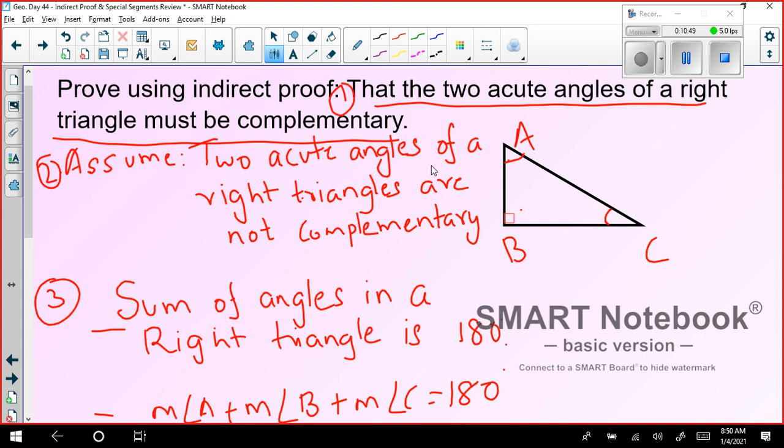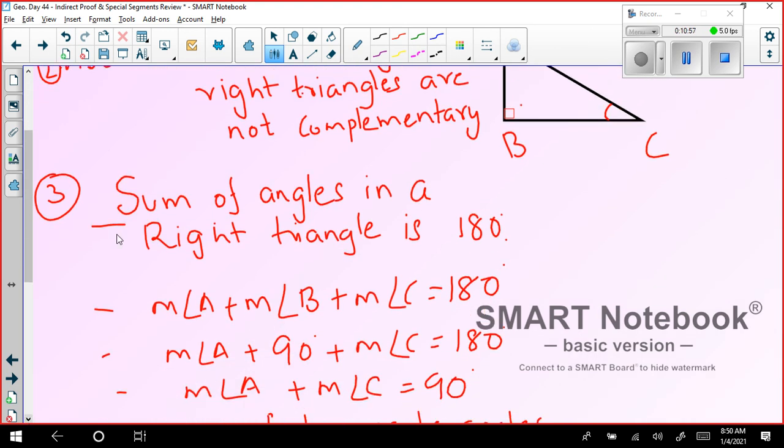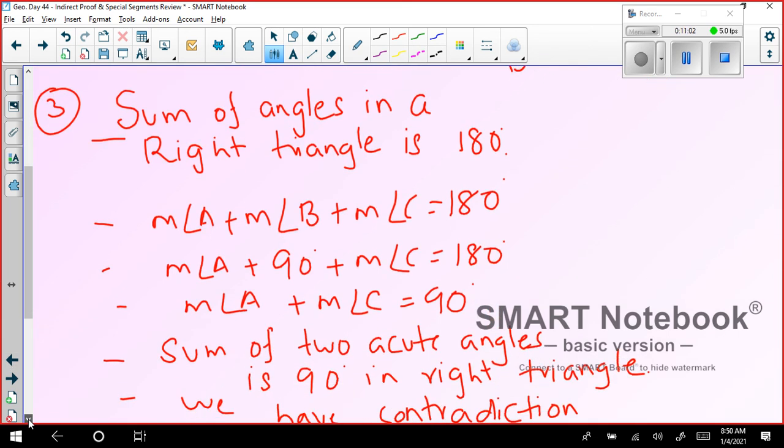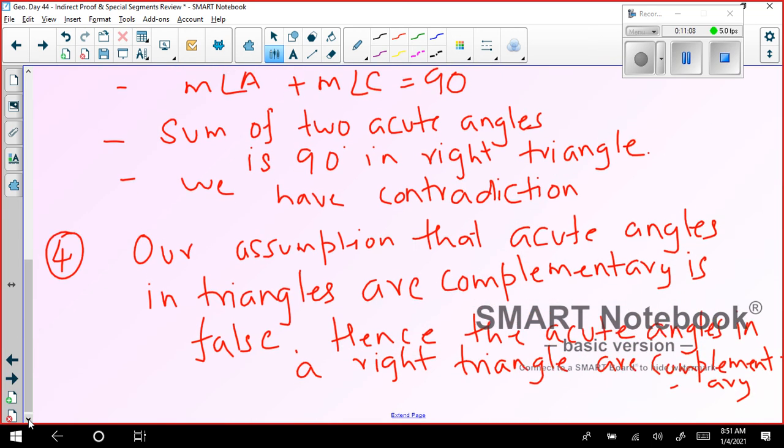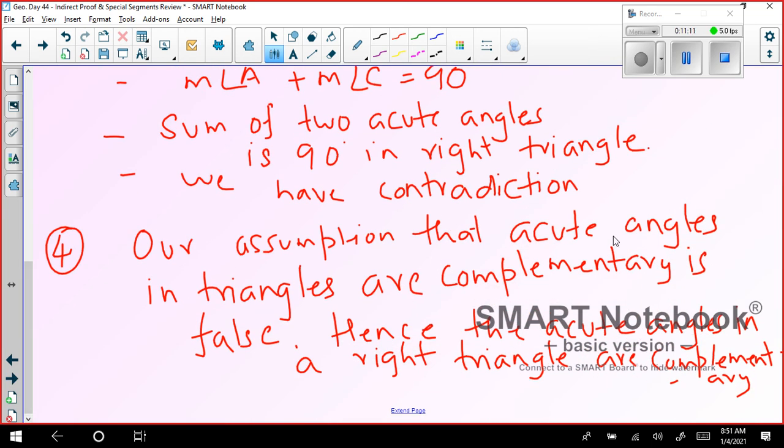Second step, we assume whatever we have to prove to be false. In the third step, we use various reasonings. We move from generalized to specific or whatever way is comfortable and prove that our assumption is false and it's a contradiction that we have. And in the fourth step, we make the conclusion that our assumption is false, and hence by contradiction we can say the statement that we have to prove is proved by contradiction.